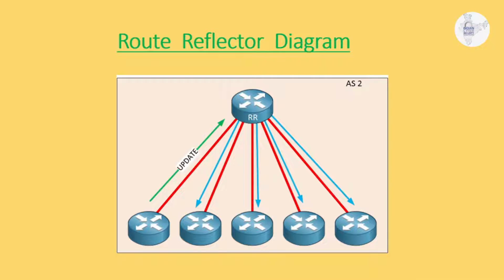So in this case, as I've already told you, this router is sending the routing update to the route reflector, and it's not sharing routes with any other iBGP peering. They are not connected with full mesh connectivity, and they are connected to the route reflector. This router is sending the update to the route reflector, and the route reflector is reflecting or redirecting that routing update to other iBGP peering routers. So in this way, we can reduce iBGP peering.